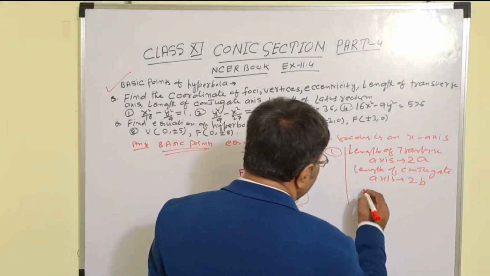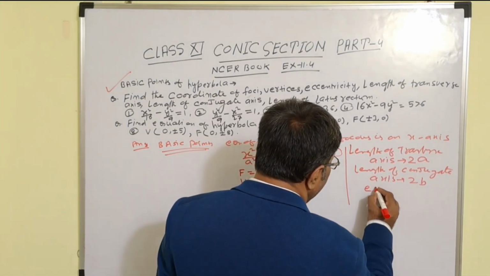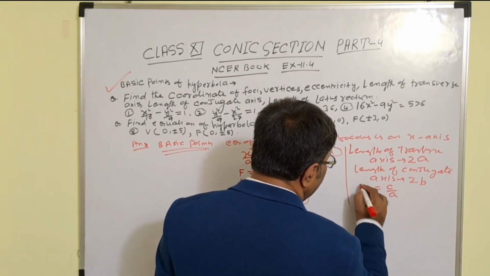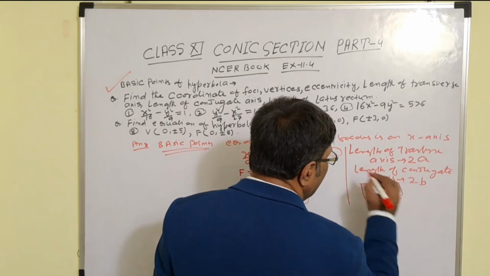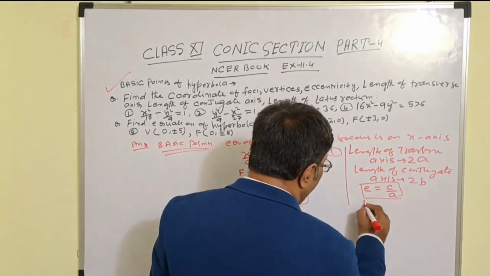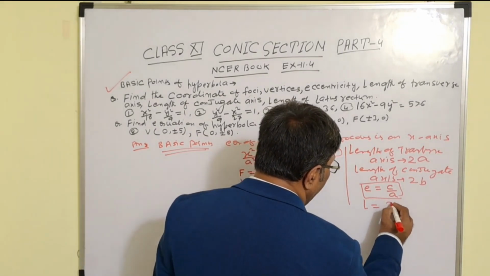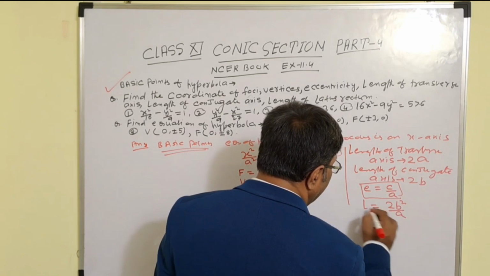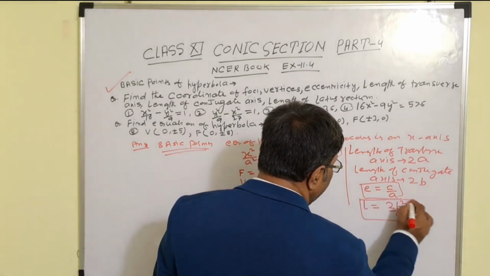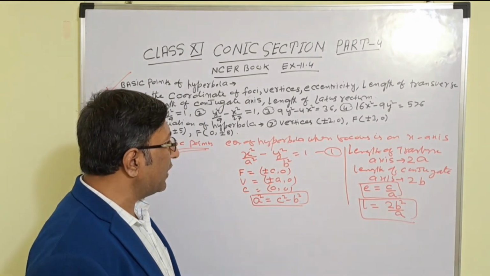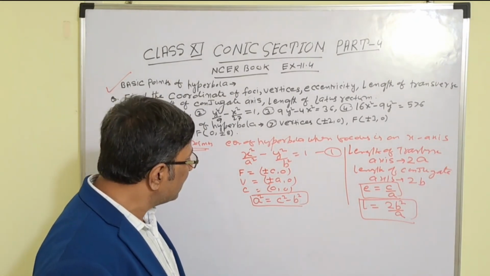Now eccentricity e. Eccentricity e is the ratio of c upon a. So eccentricity e equals c by a. Then l is the length of latus rectum. So the length of latus rectum is 2b square by a. We have already explained this length of latus rectum. So l is 2b square by a, and a is c by e.